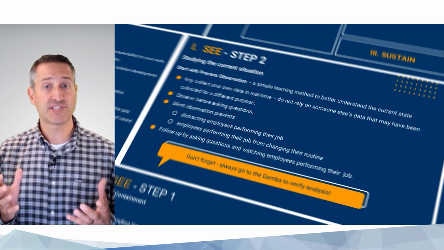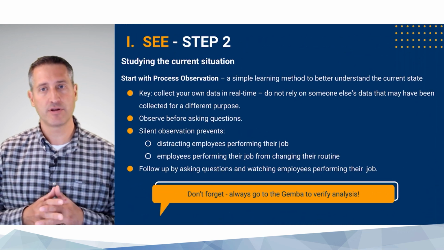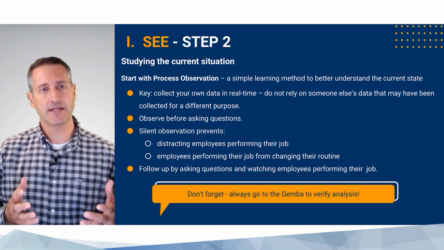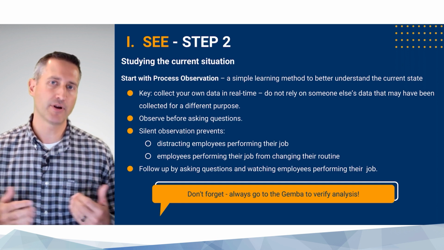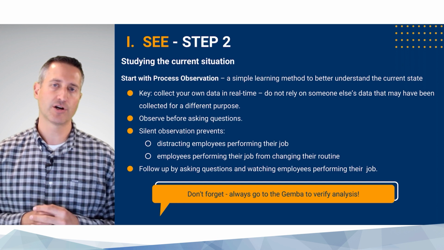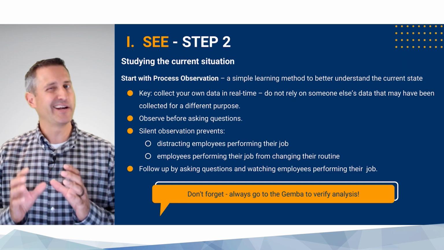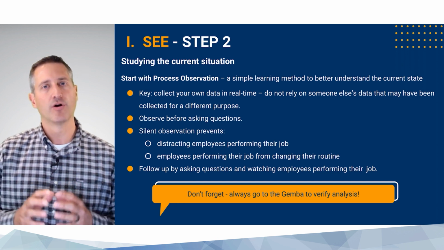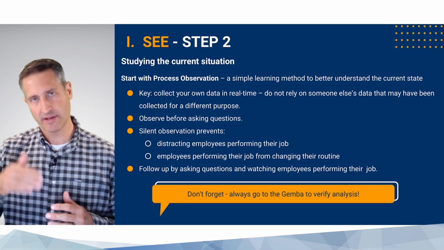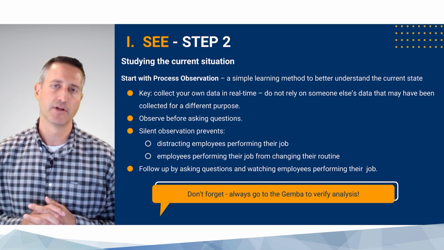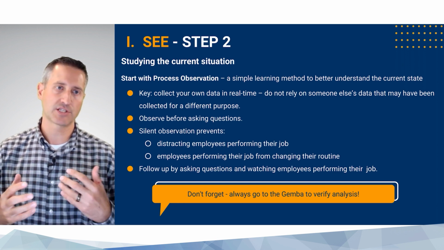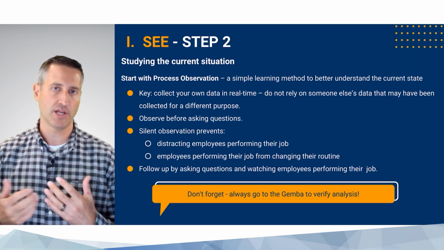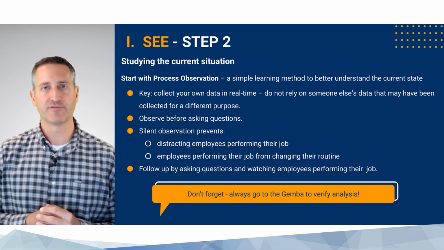So we're in the C section of the A3 problem-solving report, and we're on step 2. Step 2 is now going to be really getting deeper into the current state, understanding the current situation, such that we can narrow where we want to do our root cause analysis and then eventually our problem solving. The first step inside of this current situation understanding is process observation, simple process observation.